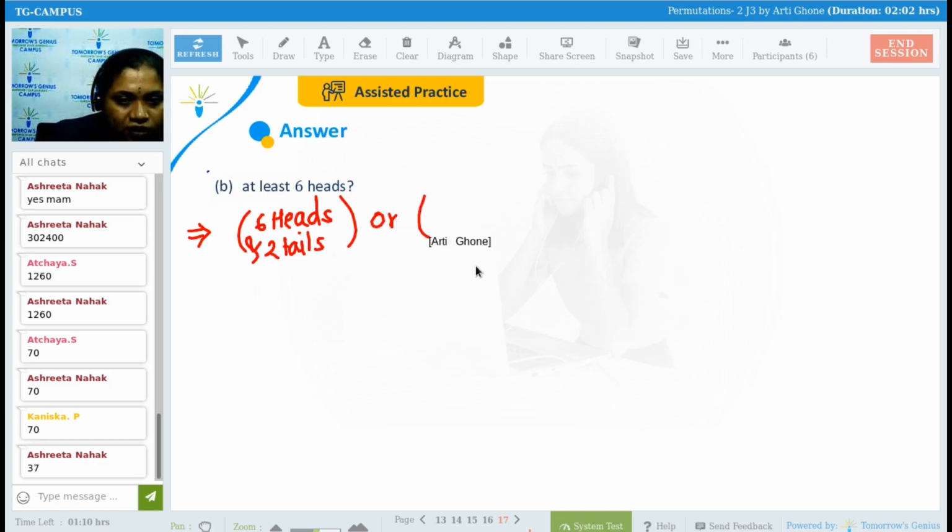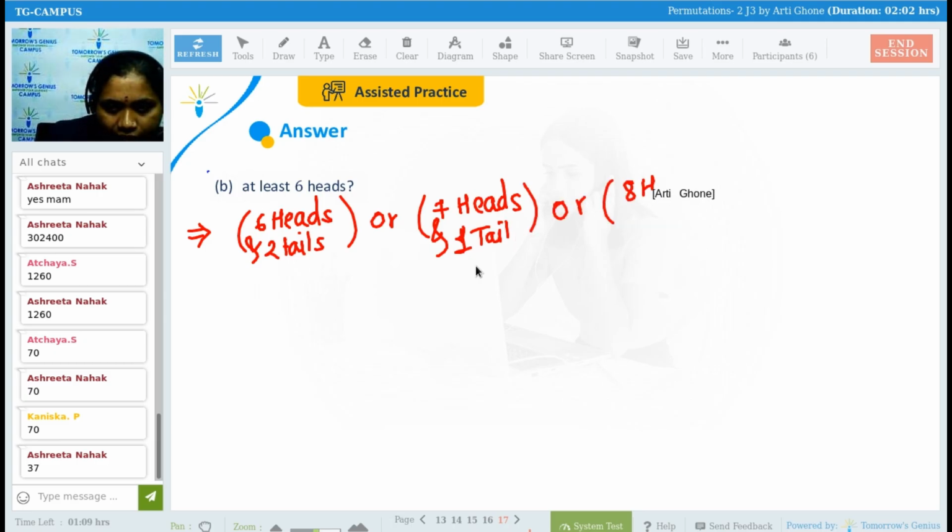Or, yes, no? Or will be connective. 7 heads and 1 tail, or 8 heads, 0 tails. Clear? Okay. Now we know that whenever it is "and" we multiply, and whenever it is "or" we add.